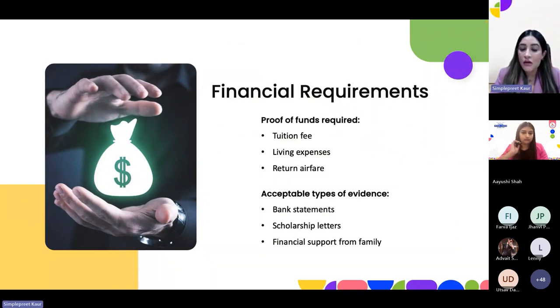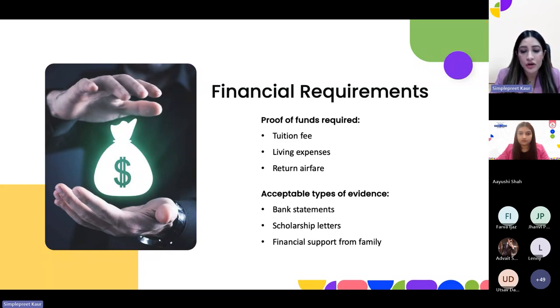Okay, so now how would you show the funds? Basically, what are the acceptable types of evidence? So these are bank statements. Bank loans are acceptable as well. You just have to provide the documentation in support of that. Scholarship letters are acceptable. Financial support from family is also acceptable, which means your parents can show sufficient funds in order to support your education here, and your immediate family members can also support you financially for the student visa purposes.